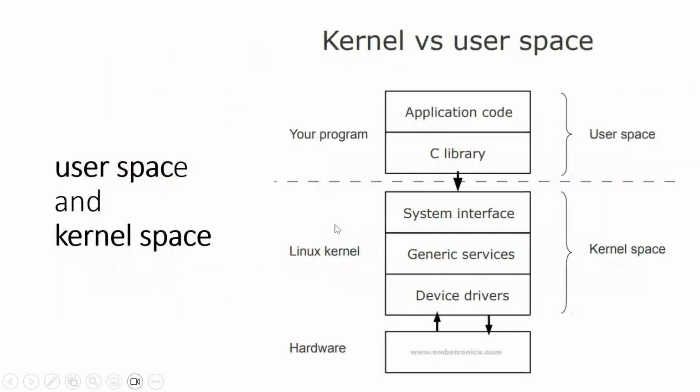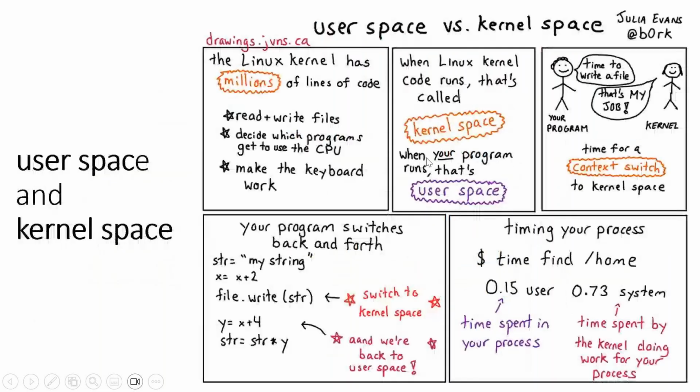Look at this here. Here you have the hardware. On that you have the kernel space, which is running your kernel, and then on top of that the user space, which is running your application code. So user space and kernel space, this is how you can take it as a summary.